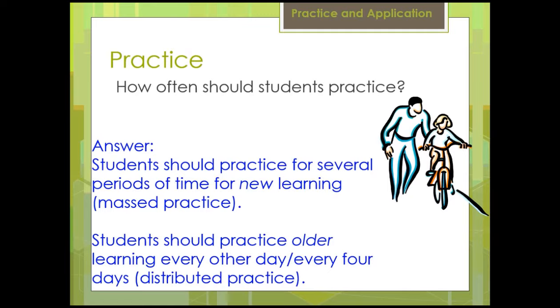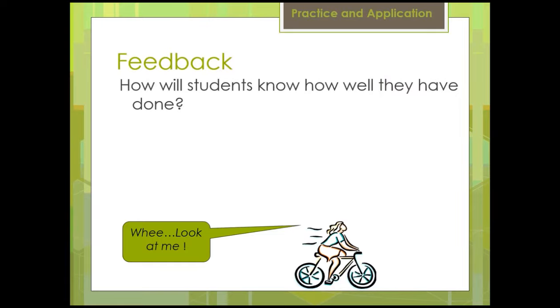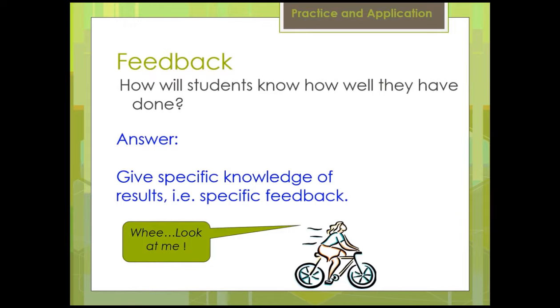Students should practice for several periods of time for new learning. That's called massed practice, which means several practice periods scheduled close together. Students should practice older learning every other day or every 4 days. This is called distributed practice, which means spacing practice periods farther apart, such as when we review previously learned material. And finally, how will students know how well they have done? By giving specific knowledge of results, for example, specific feedback. These could also be those prompts, probes, and cues to guide learning.